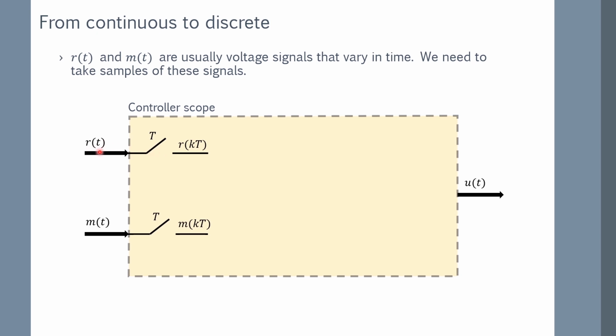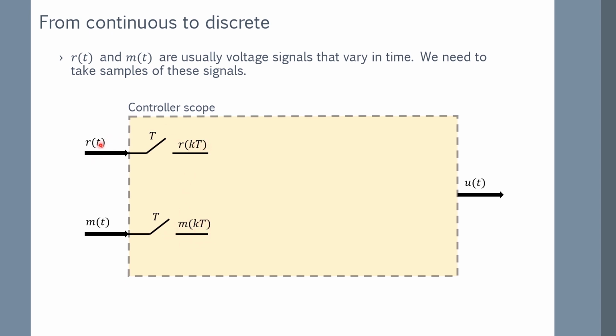I'm not going to look at R of t until I'm ready. In this case, because this is the simplest representation to go with mathematically, we're going to look at it every capital T interval. So the sampling period, capital T, would be constant in this case. And basically K would be an integer, and we get a signal R of kT. And similarly for the measurement.